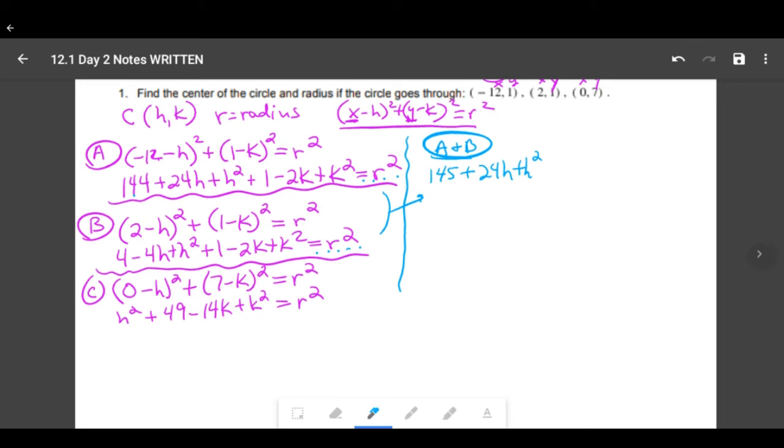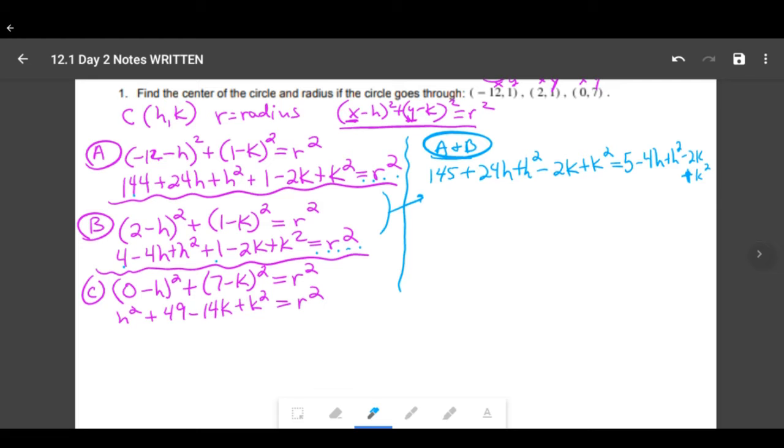Remember, I put the 1 with the 144 to make 145 minus 2k plus k squared. Now remember, the r is gone because I'm letting this equal the b equation, which if I get the 4 and the 1, that makes 5 minus 4h plus h squared, minus 2k plus k squared. Ooh, got a little tight there at the end. But all I do is I just set the 2 equal to each other. That's how you do systems of equations, right?